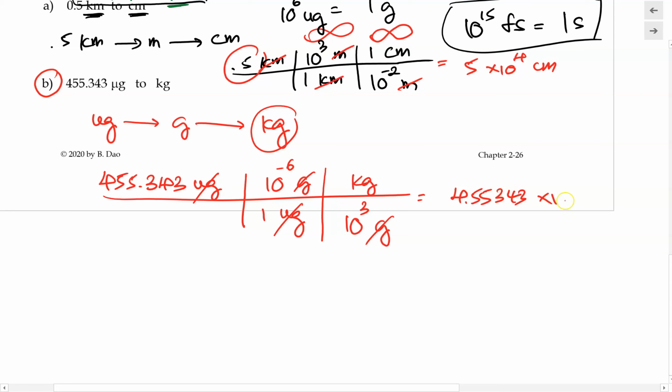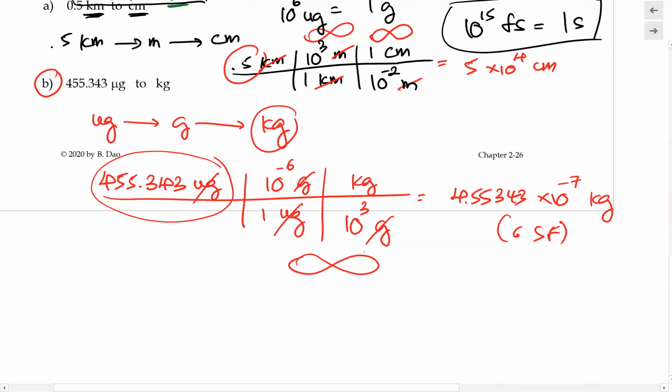4.55343 times 10 to the negative 7 kilogram. And we have to round this to 6 significant figures, okay? Because it is this value right here that dictates the number of sig figs. Both of these have an infinite amount of significant figures.